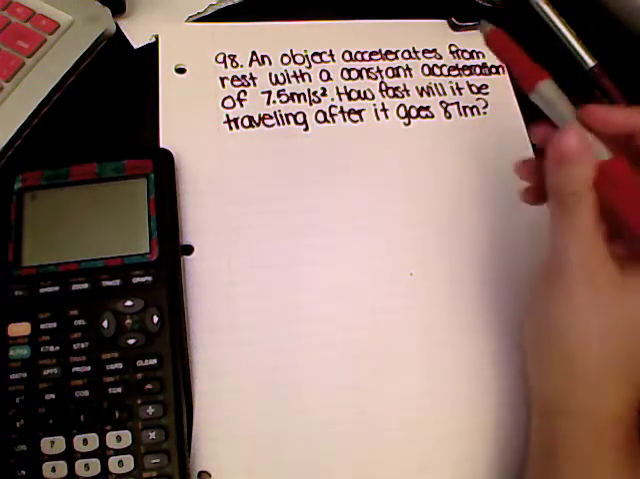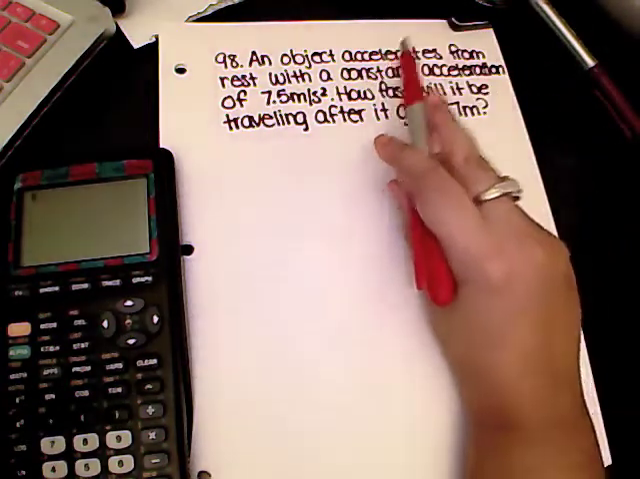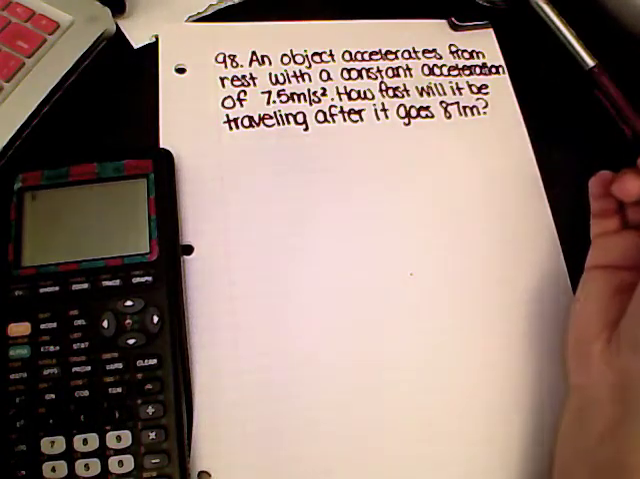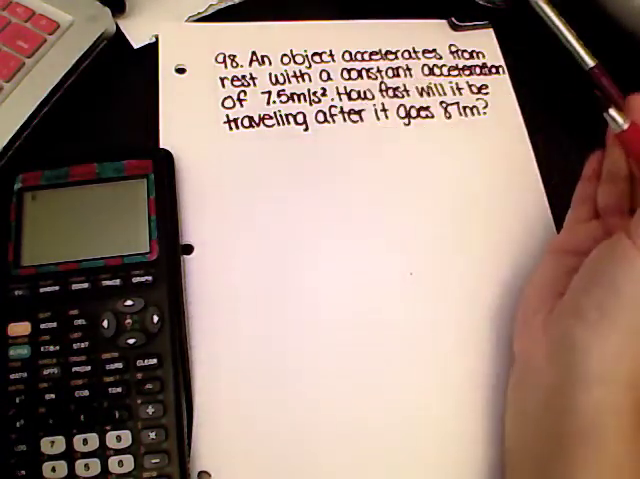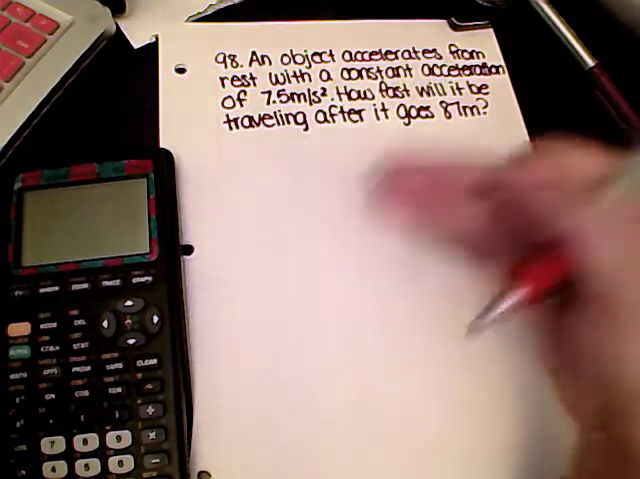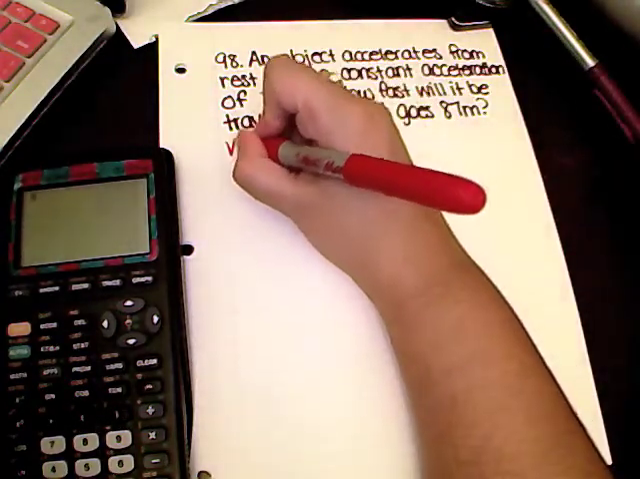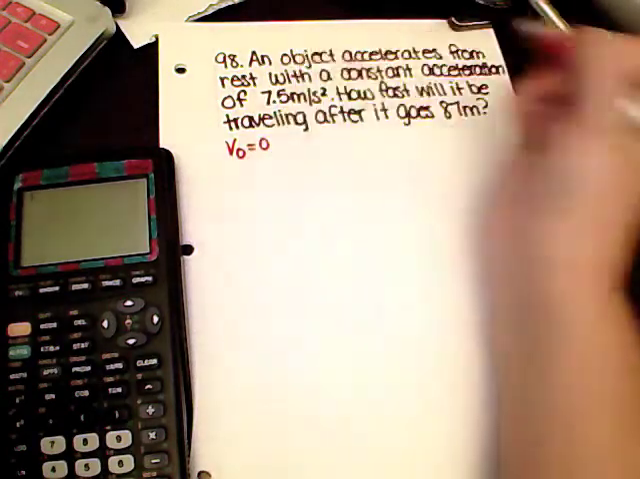So, the first thing we need to notice is it says it accelerates from rest. So if it's accelerating from rest, it's not moving, which means it has no speed in the beginning. Think of a parked car. It doesn't have a speed on the speedometer. So that means our v naught, our initial velocity, equals 0.